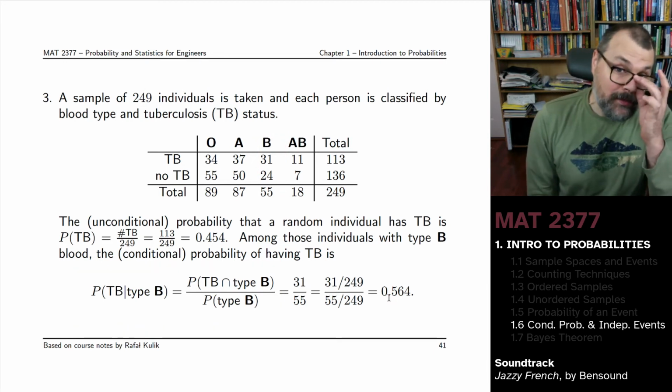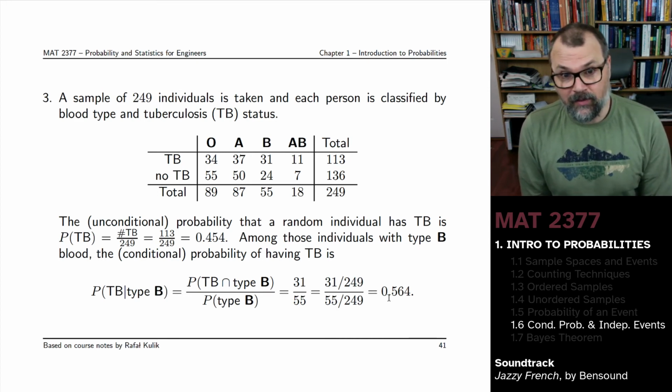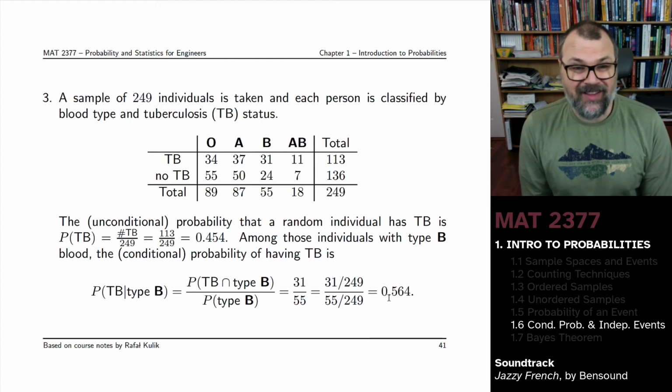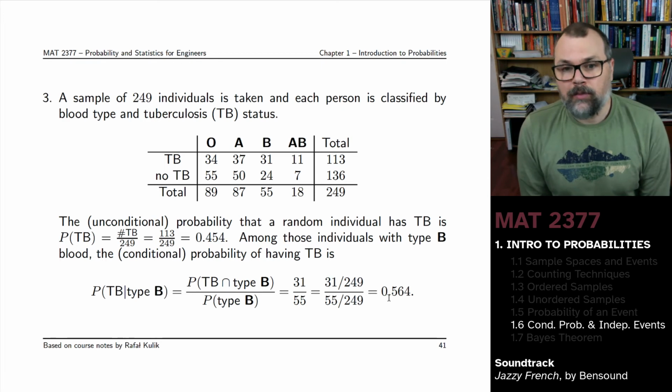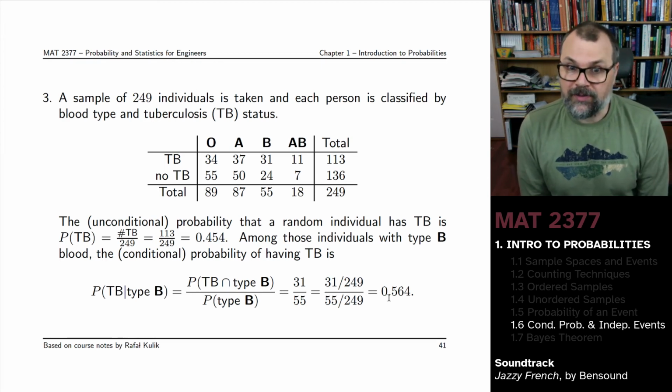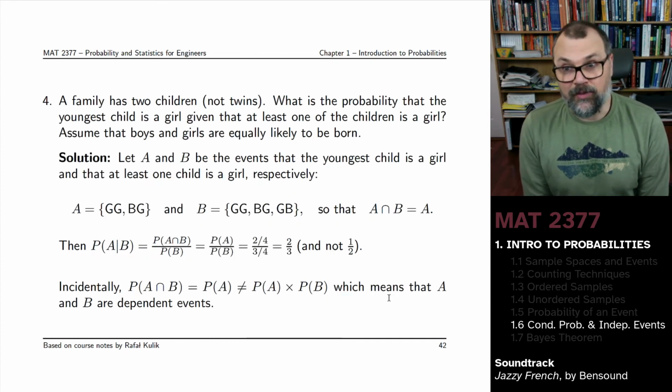That certainly seems to indicate that there's a correlation between having tuberculosis and the blood type that we have. Right? In the population as a whole, about 45% of people have tuberculosis, but in the population of people of type B, at least in this data set, the proportion of those that have tuberculosis is substantially higher, about 11% higher. These variables are unlikely to be independent.